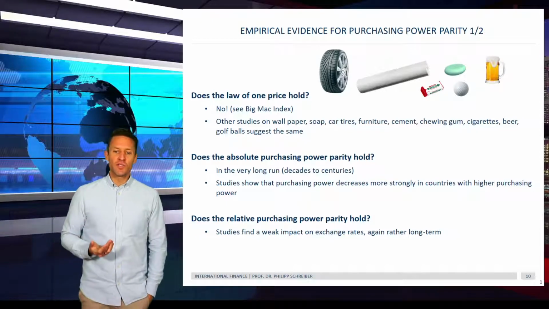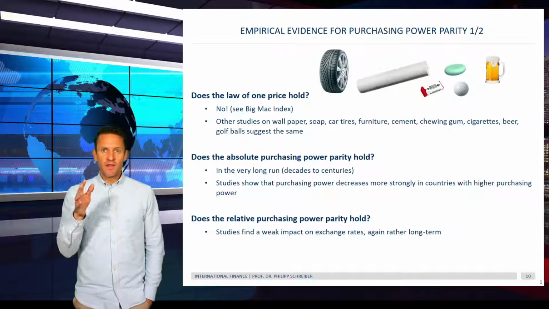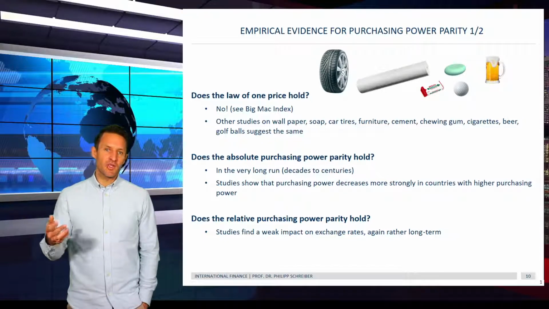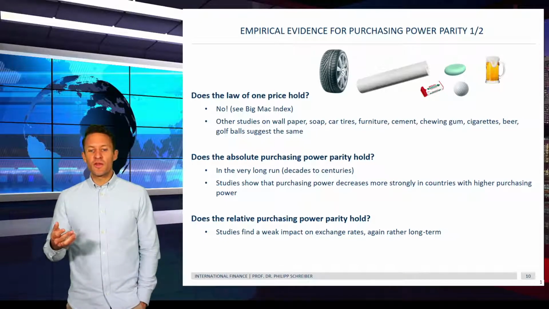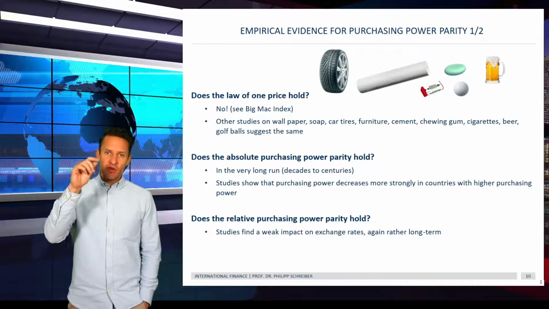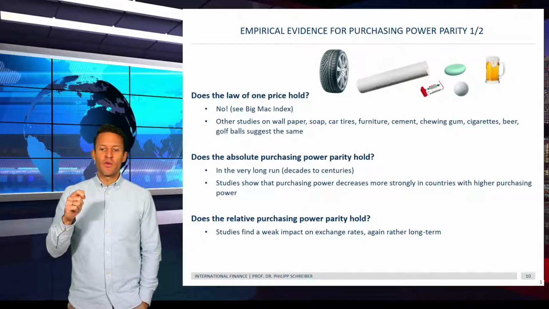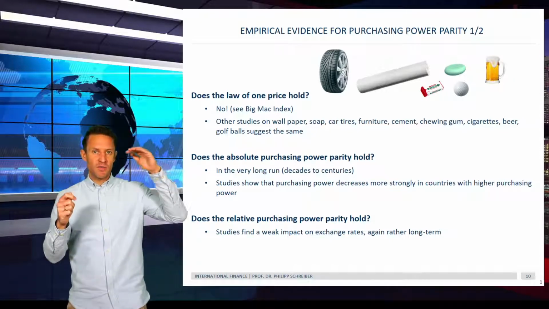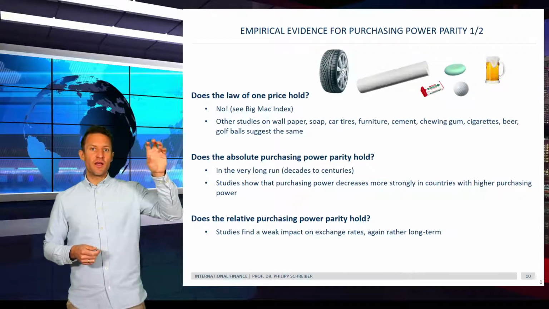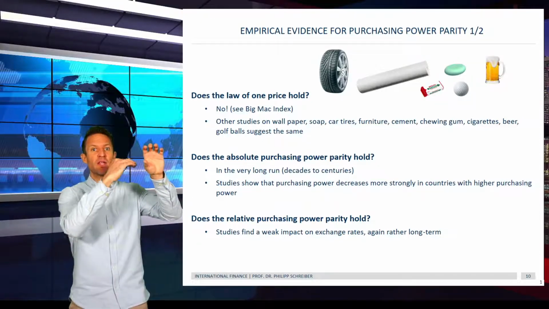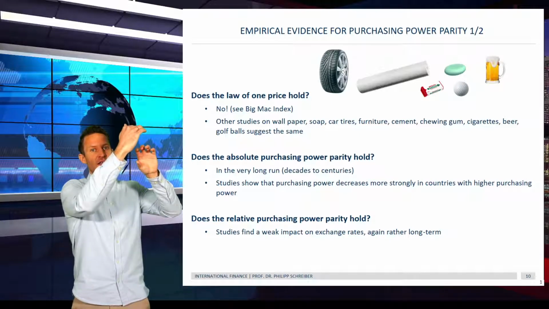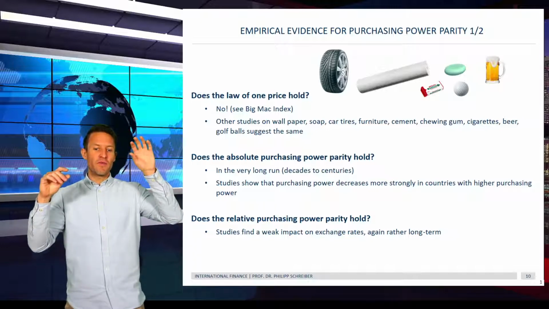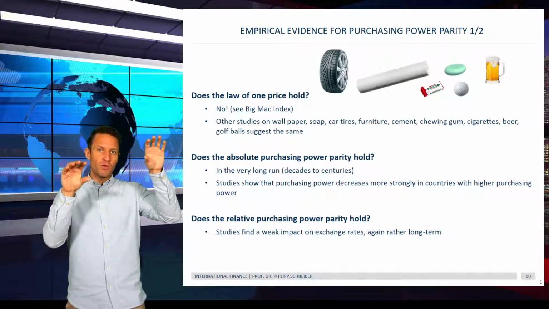What about the absolute purchasing power parity? Some evidence is there that it holds, but only in the very, very long run, so decades or centuries. Studies show that the purchasing power decreases more strongly in countries with higher purchasing power. Switzerland, for example: there everything is expensive, but people even earn more money so that they can afford more things compared to the average German. So Switzerland is a country with very high purchasing power. Germany has lower purchasing power.